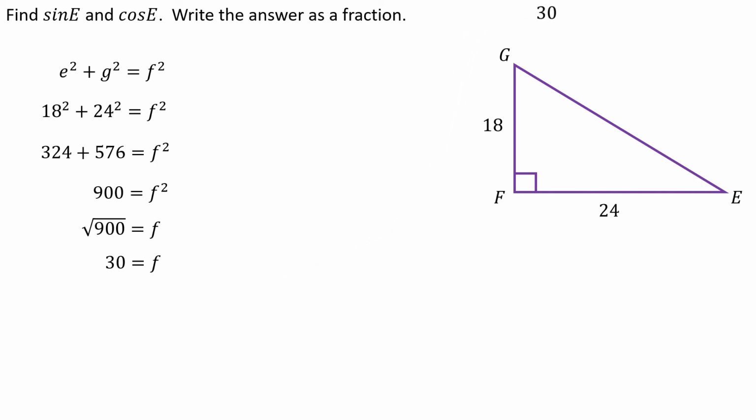If I want the sine of E and the cosine of E, I've got to keep track of which angle I'm looking at. So I'm saying, okay, I'm looking at angle E. And because I'm at angle E, that affects the names of the legs. The hypotenuse is not going to change. The hypotenuse is the largest side. It's across from that 90-degree angle. But because I am looking at angle E, the opposite leg is going to be 18. The adjacent leg is going to be 24. Those names would trade places if I was looking at angle G instead of angle E.